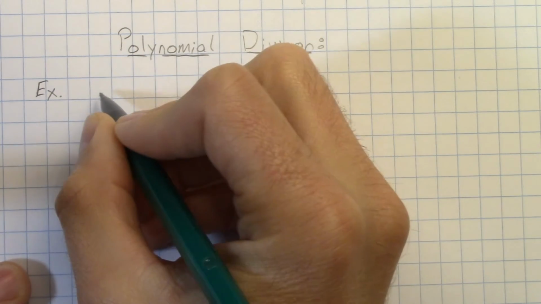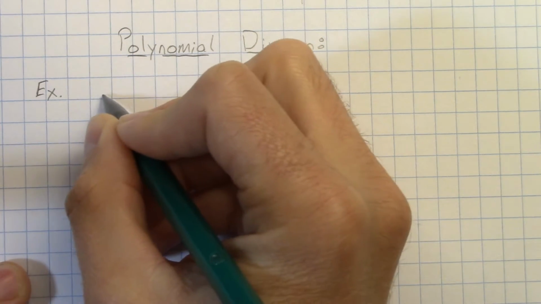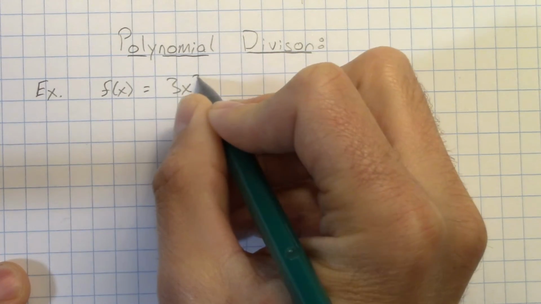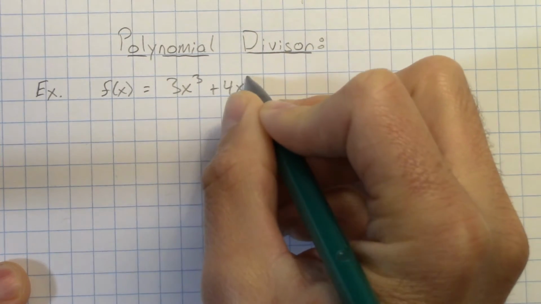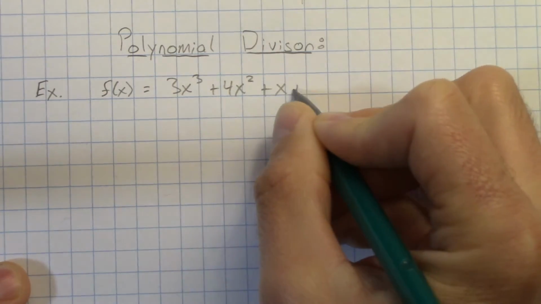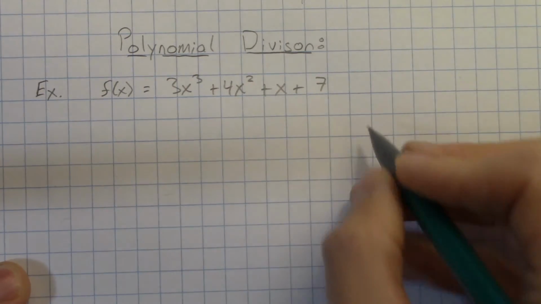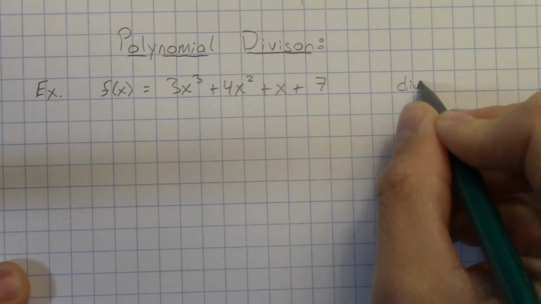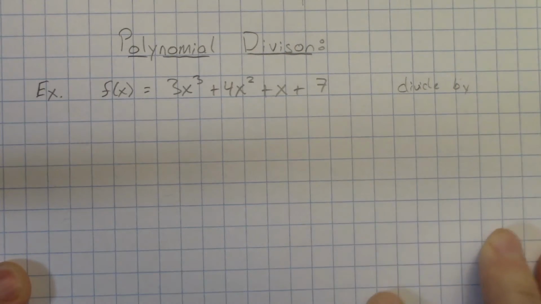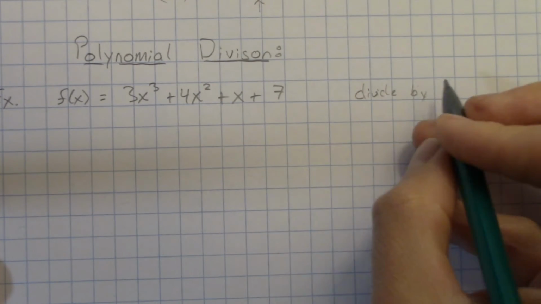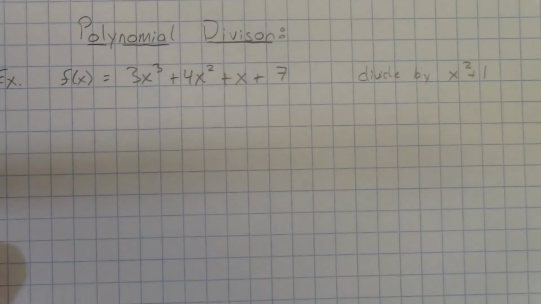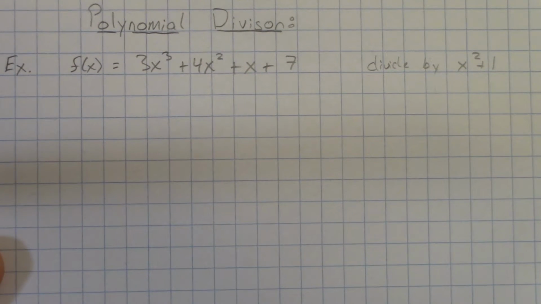So our example is, if we had the polynomial, let's say f of x, which equals 3x cubed plus 4x squared plus x plus 7, and we were going to divide by, let's say, x squared plus 1. X squared plus 1. Alright, so we're going to try to figure out what that equals and if there's a remainder or not. Alright, so that's what we're going to do.